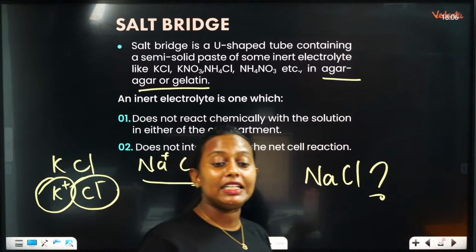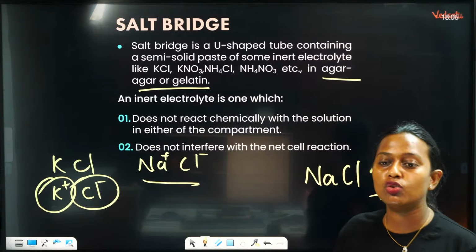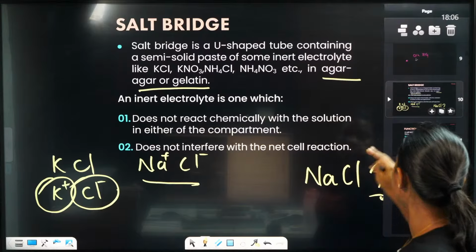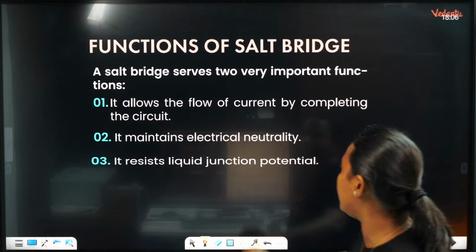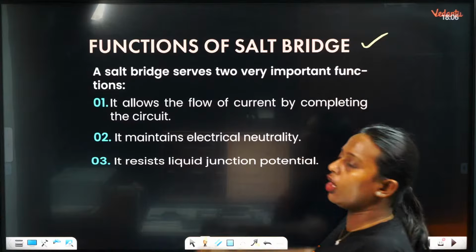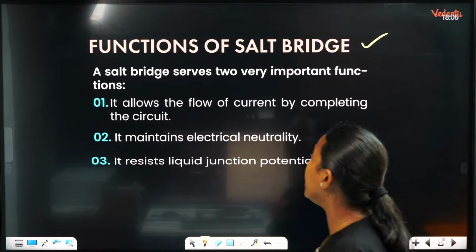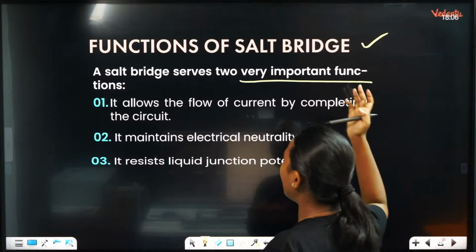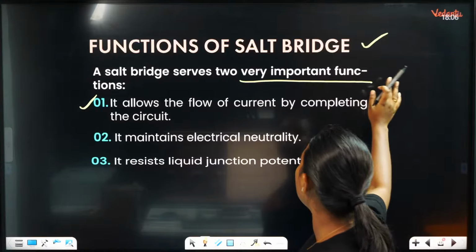Only an electrolyte with similar mobility of ions can be used in a salt bridge. Mobility must be similar, that is very important. Next is the function of a salt bridge. A salt bridge serves two very important functions.